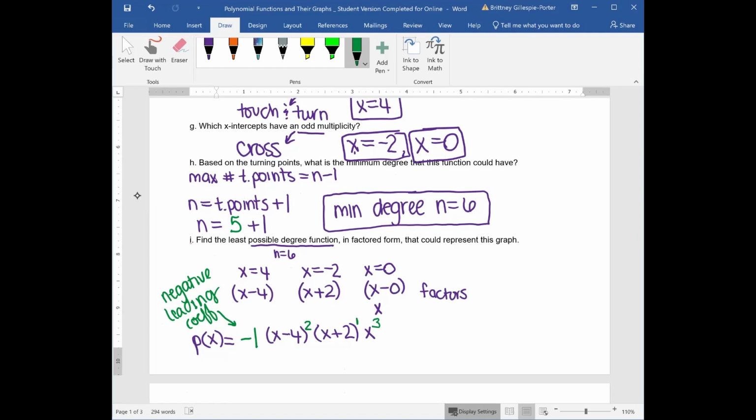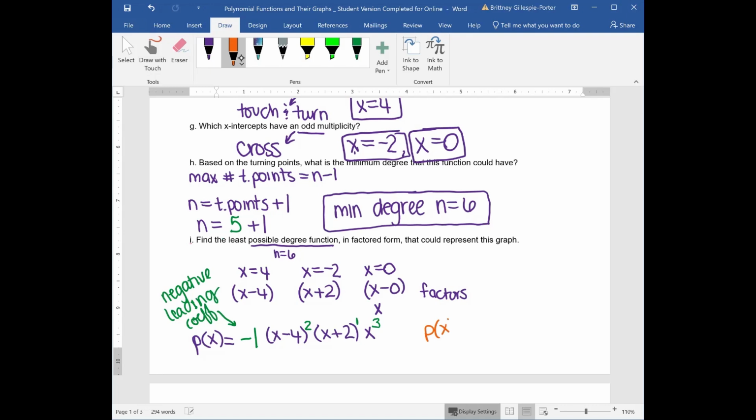Remember, one of the multiplicity characteristics was if k is greater than 1. So if your multiplicity is greater than 1, you tend to flatten out as you get close to the 0. Now, if we look at the degree, we have 2 plus 1 plus 3 gets us 6, which is our minimum degree. And our very last step, I'm just going to make this look a little bit nicer because I hate that x cubed hanging out at the back end.